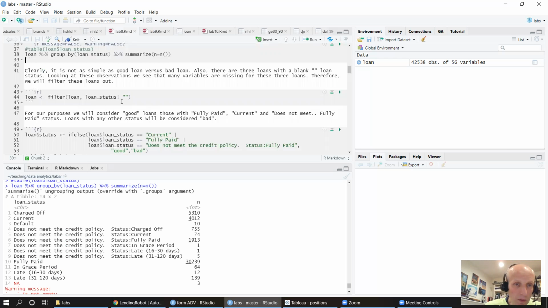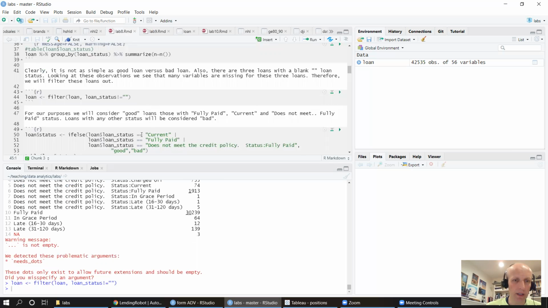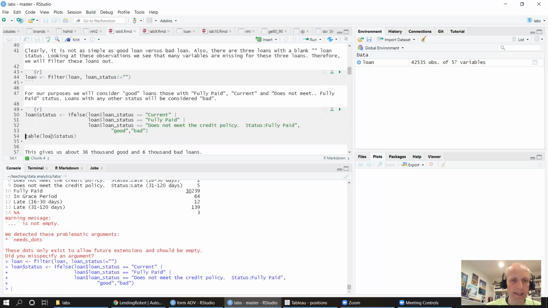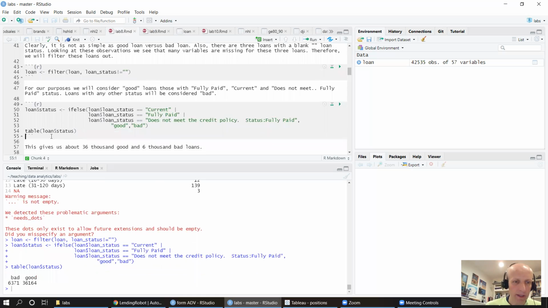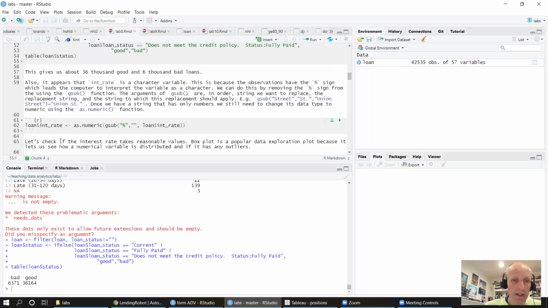There are also some loans that have no status at all. 3 of them. Let's get rid of them right here. Let's create this new status. And we can see now we have 36,000 good loans, 6,000 bad loans. So clearly the vast majority of loans are actually repaid. Okay, let's explore some of these variables.